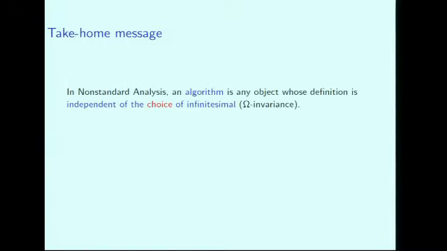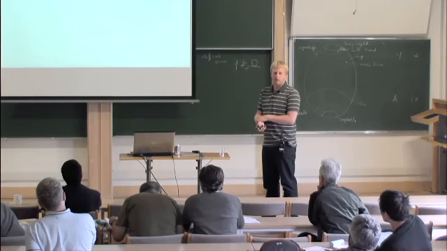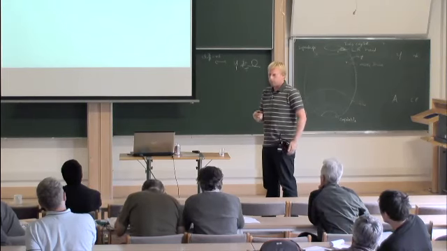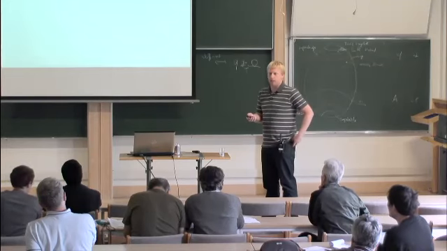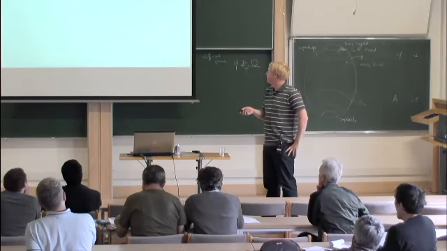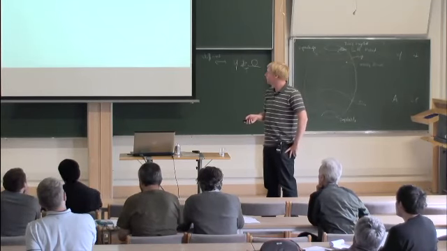And secondly, I'll give you my take-home message. The take-home message is there is a notion of algorithm in non-standard analysis, and intuitively any object is algorithmic if it's independent of the choice of infinitesimal in its definition. With a fancy word, this is called omega invariance, but the essential idea is we can use infinitesimals, but only in such a way that the choice of infinitesimal doesn't matter, and that would be the non-standard version of algorithm.